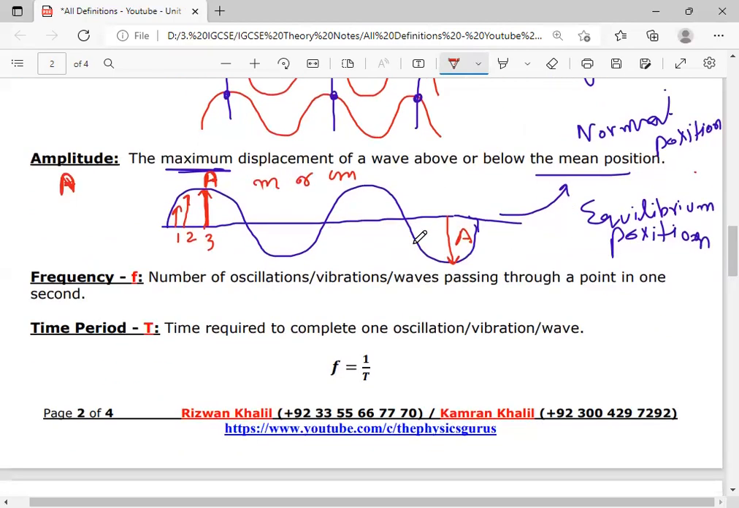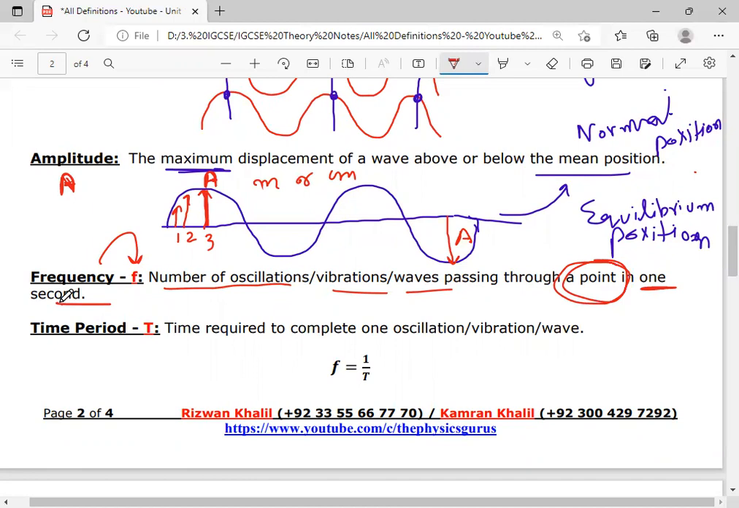Then here comes another very important definition, that is the definition of frequency. Frequency is denoted by small f. And what is the definition of frequency? Number of oscillations, vibrations, or waves passing through a point, and what will be the time duration? In 1 second. So the number of waves passing through a point in 1 second is called frequency. You have to mention the two things: number of waves along with the point, as well as 1 second.